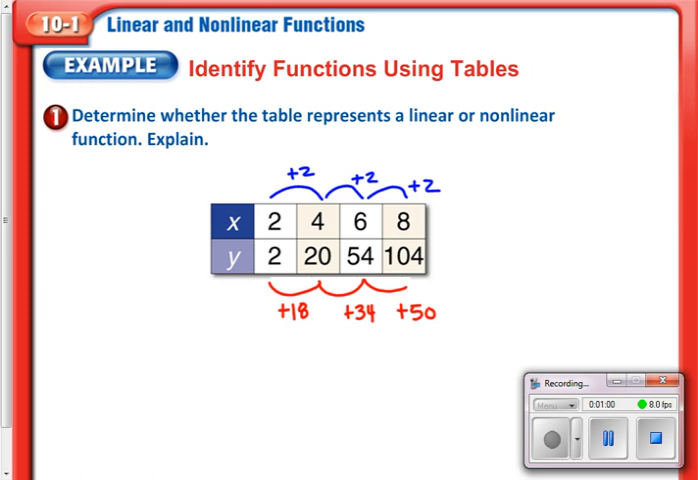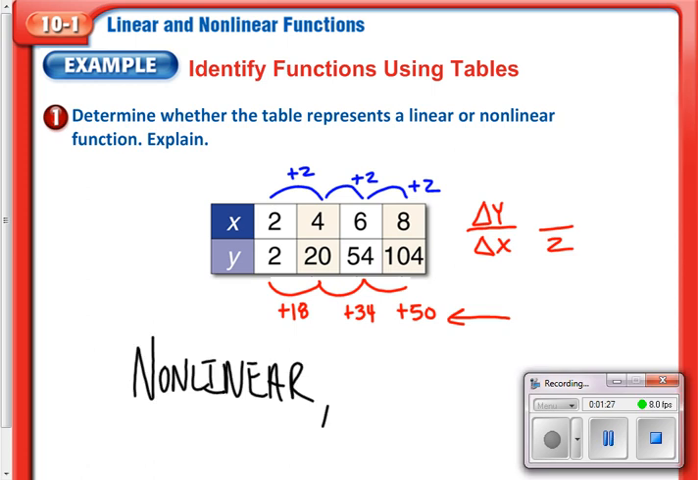Remember, when you write slope, it is the change in y over the change in x. Well, your x value is all changing by 2. If you look at your y value, it is not changing by the same amount. Therefore, this does not have a constant rate of change, meaning this is a nonlinear function. The graph would not be a straight line.